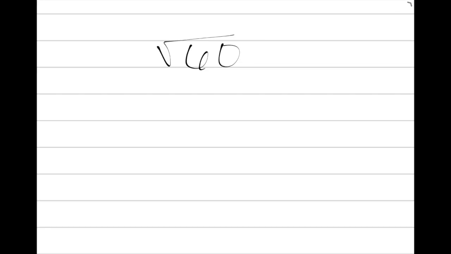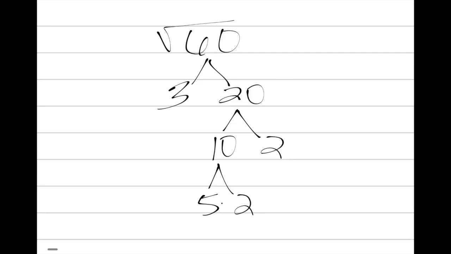In example 1, I have the square root of 60. My goal is to make sure that I get the square root of 60 to its simplest form. So my first step is to make sure that I do a factor tree as we have already practiced in class. As you can see, I know that 60, if I do 3 times 20, will give me 60. I will then break down 20, which can be 10 times 2, and then I can break down 10, which will give me 5 times 2.